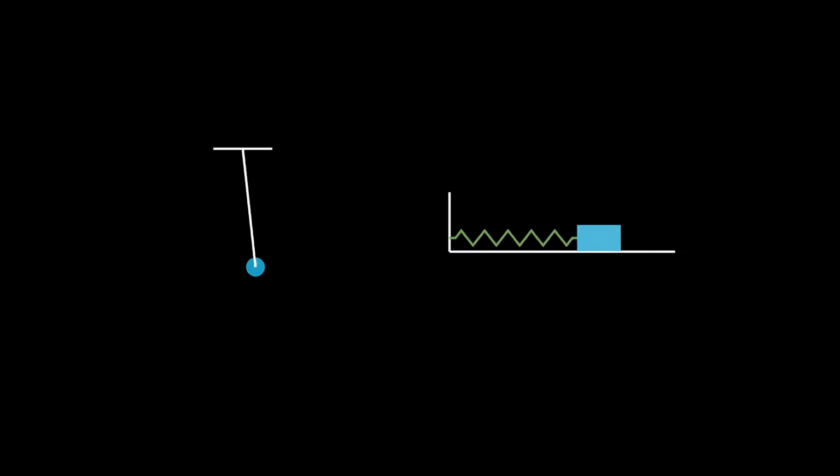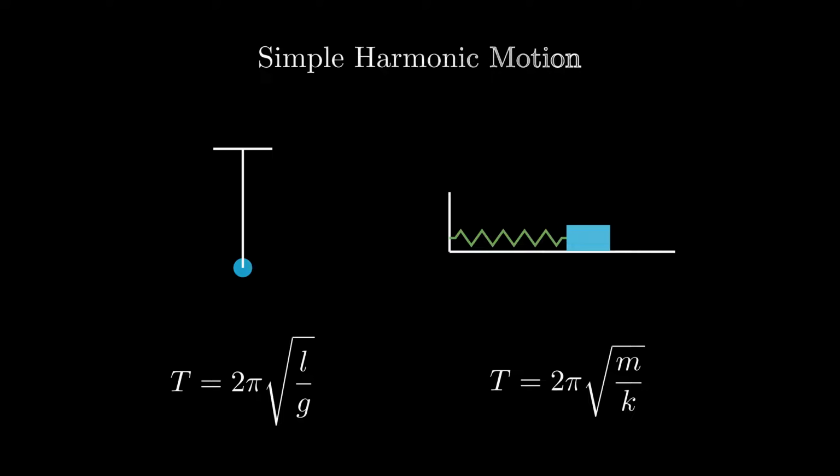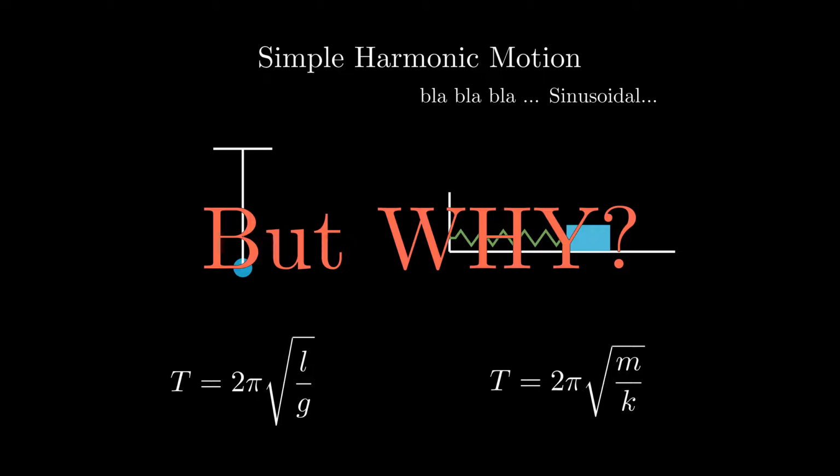You may have seen this pendulum and this spring mass system in class. You may also have been taught the periods of each one of them, all under the name of something called simple harmonic motion. And they say blah blah blah, sinusoidal. But why? Why are they sinusoidal? Why is simple harmonic motion important?